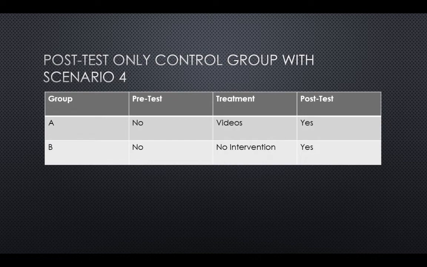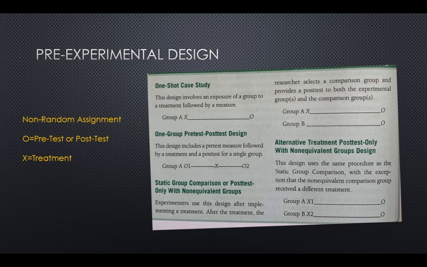In most real-life scenarios, true experimental design is very difficult to achieve, especially when we are working in education settings. Therefore, researchers may utilize other research designs that are pre-experimental and quasi-experimental. Pre-experimental does not have random assignment. The four types of pre-experimental look like this.